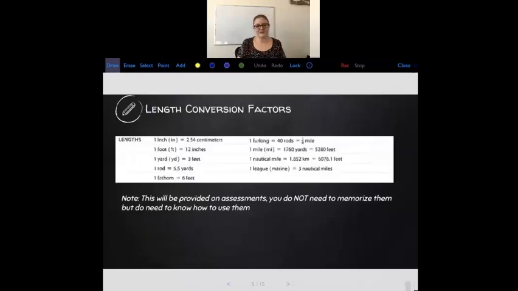So length conversion factors. This chart I have on here, take a picture, write it down. You're not going to be asked to memorize these, but you will need to know how to use them for assessments.